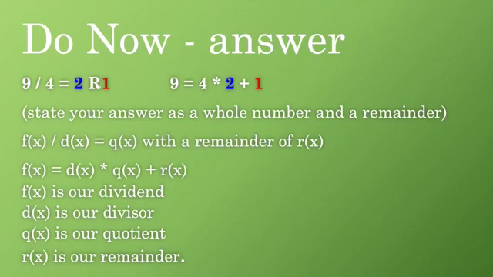Just like we did in the do now, we can rewrite this into a form that's easier for us to manipulate: f of x equals d of x times q of x plus r of x. Defining each term in the rearranged polynomial, f of x is our dividend, d of x is our divisor, q of x is our quotient, and r of x is our remainder.